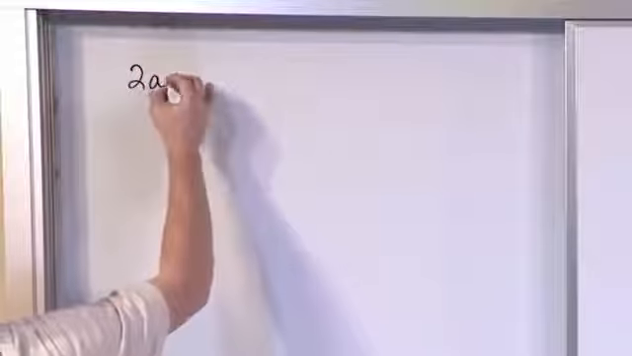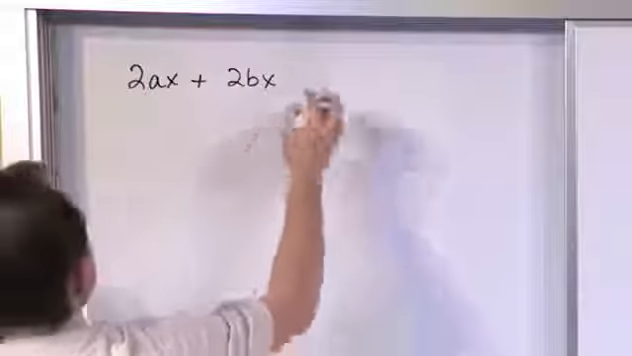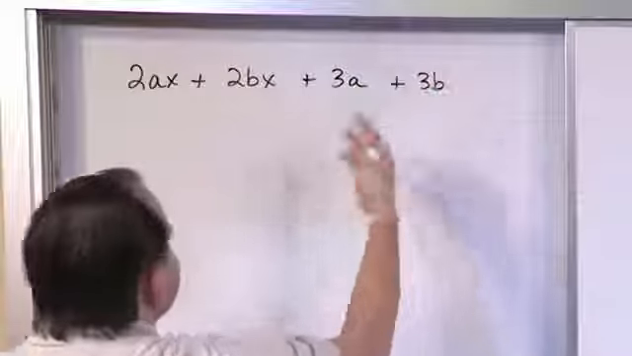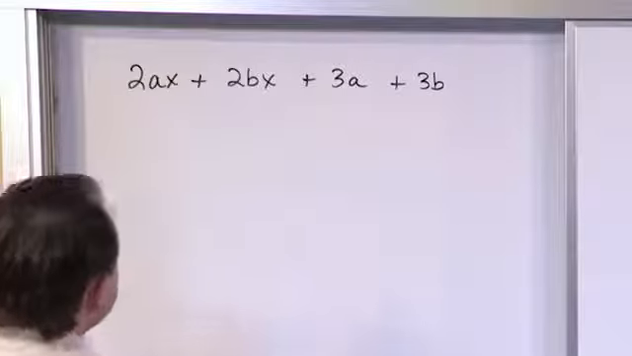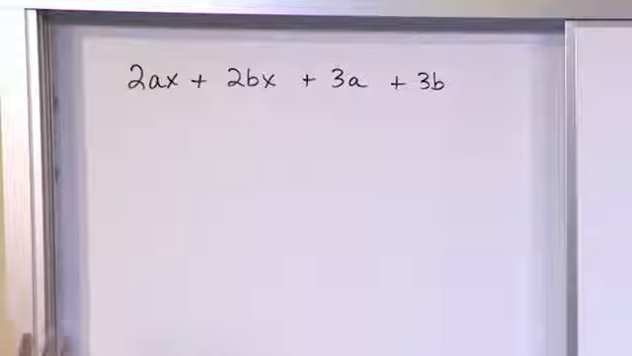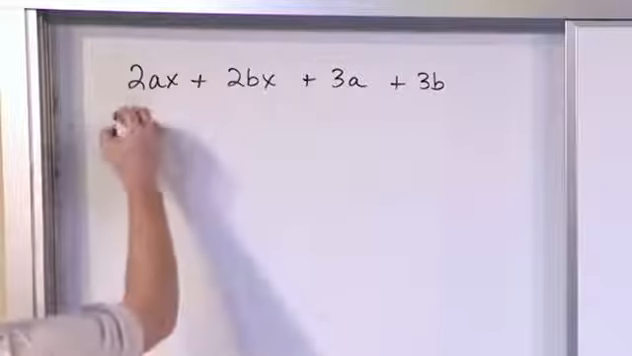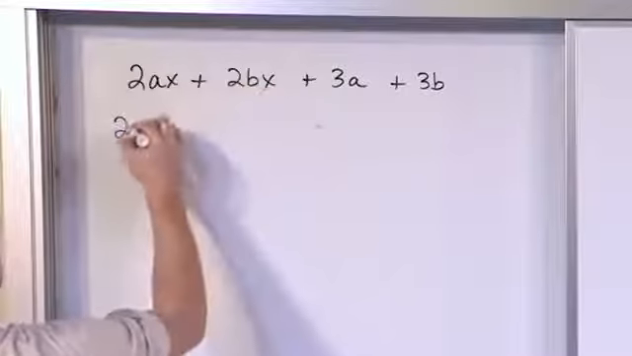All right, now let's say you have 2 times a times x plus 2 times b times x plus 3a plus 3b. And your job is to factor this as much as you possibly can. So there's no groupings, you can't look at groupings, but you notice right away that there's a 2 here and a 2 here. So let me pull this out. And I also know between these two terms they share an x. So let me pull the x out.